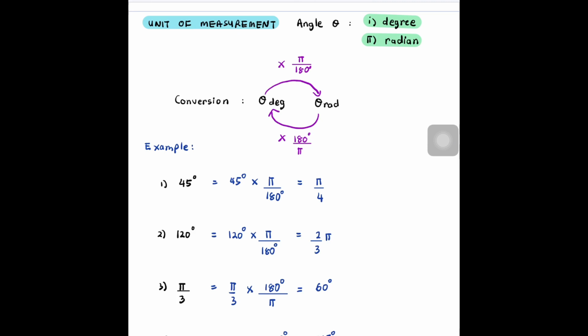For example, the next example is from radian. How can you convert this one into degree? Just multiply with 180 degrees over pi. So you will cancel this one. 180 divided by 3 is 60 degrees. So this is the same thing. Pi over 3 radian is always equivalent to 60 degrees.